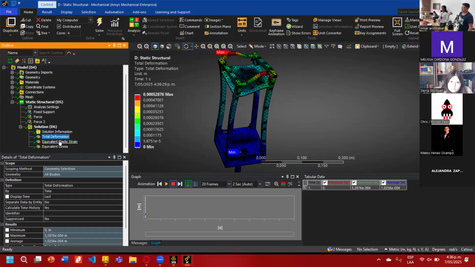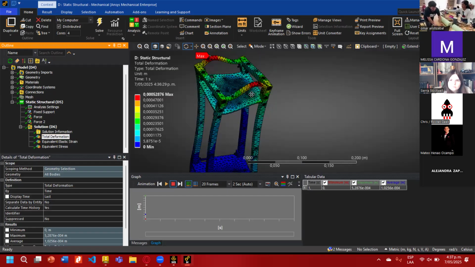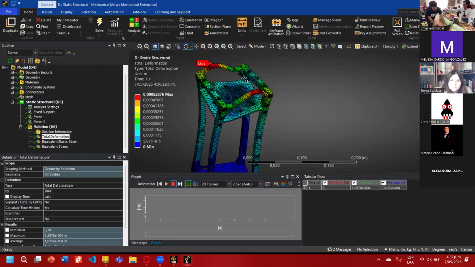And yes, we are very sure that the structure will resist the shock cord and the opening forces. I have to say here that the scale of the deformation in the simulation is exaggerated, but as you can see in the results, the values are in meters. So the maximum deformation that we could have in the simulation is like 0.5 millimeters. So it's very small. Also, the force that we applied in the simulation was higher than the maximum values that we calculated.